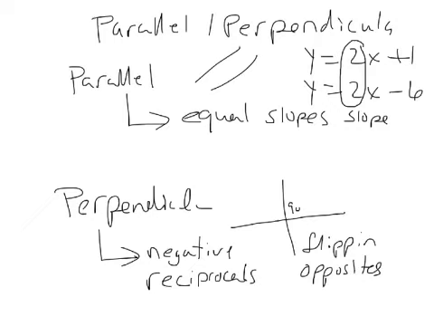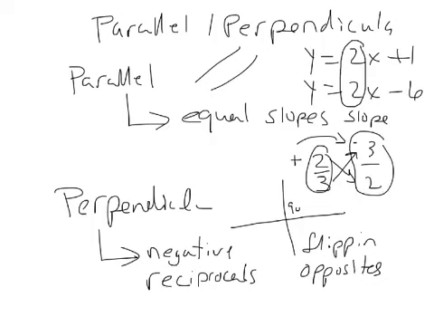And what that meant is if you had a slope of 2/3, the 2 had to go to the bottom, the 3 had to go to the top, and if the first one was positive, then this one had to be negative. So 2/3 and negative 3/2 are flipping opposites. So these guys would be perpendicular to each other.